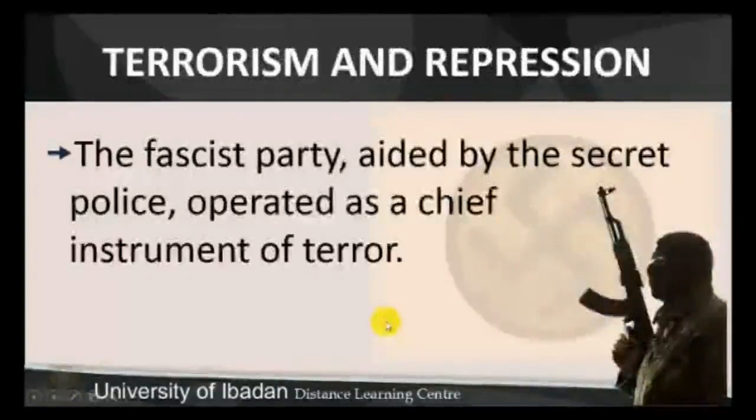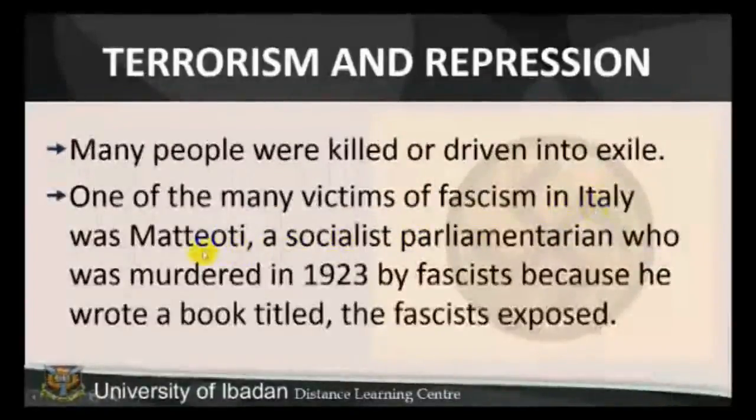Terrorism and repression. The fascist party, aided by the secret police, operated as a chief instrument of terror. In Italy, the fascist party undertook the task of punishing rebellious and anti-fascist elements in Italian society. Many people were killed or driven into exile. One of the many victims of fascism in Italy was Matteotti, a socialist parliamentarian who was murdered in 1923 by fascists because he wrote a book titled The Fascists Exposed.